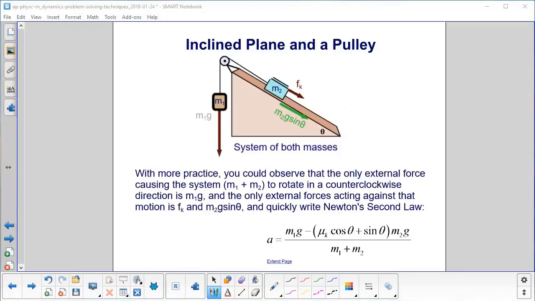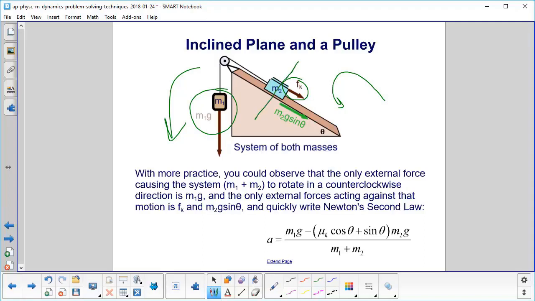With more practice with this type of problem and considering the entire system impact, you could observe quicker, hopefully, that the only external forces acting on this system causing the whole system to move in a counterclockwise direction will be M1G, and that's causing you to go counterclockwise, and then opposing that would be the friction force on M2, which you would calculate the normal way with the rotated coordinate system, and then the gravitational force here pulling it down.